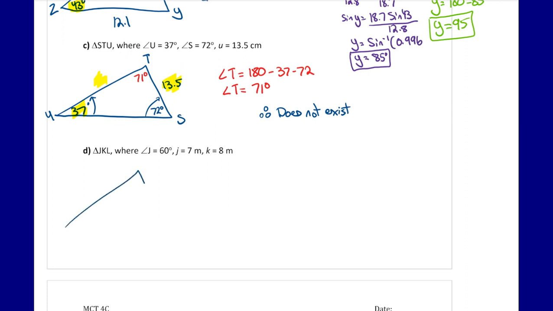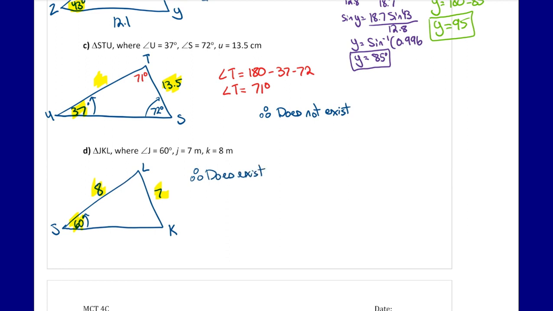D, JKL, again, I know angle J, so 60 degrees. Side j is 7, k is 8. So again, I can place K wherever I want. Because I'm given one other side, I'm going to put K here to make it the adjacent, so I do have enough information to check and see if this angle is ambiguous or not. And in this case, it is. My opposite, 7, is shorter than the adjacent, 8. So this could move in and make an obtuse angle for K. So therefore, it does exist.